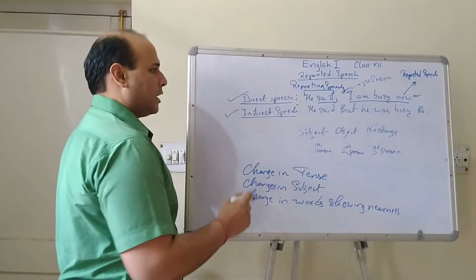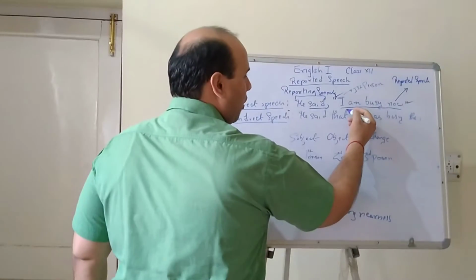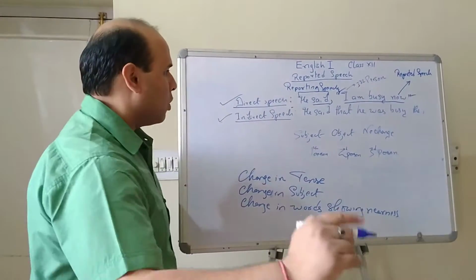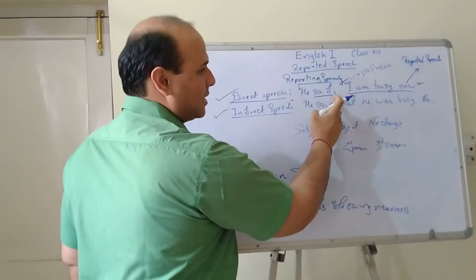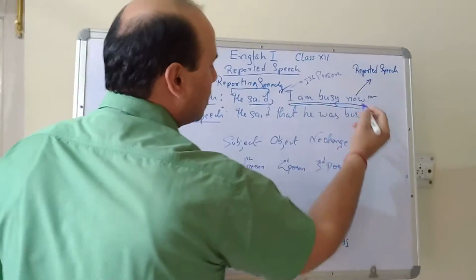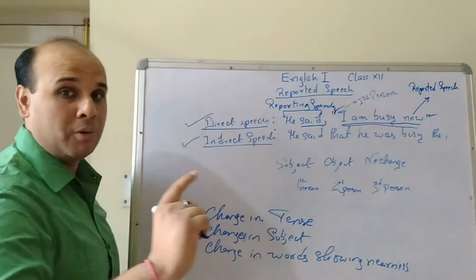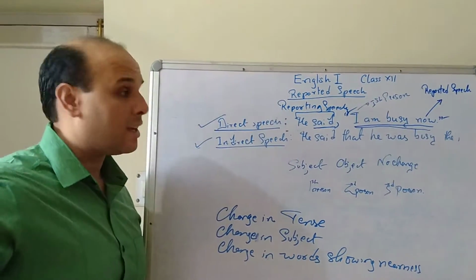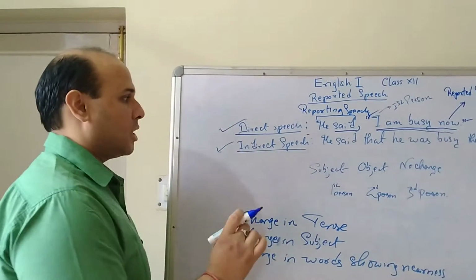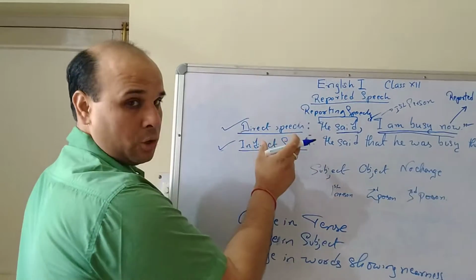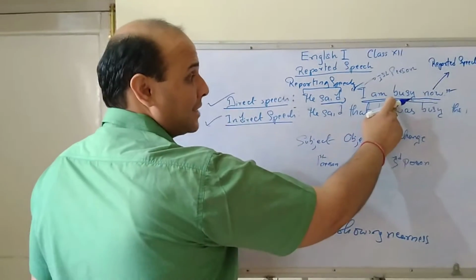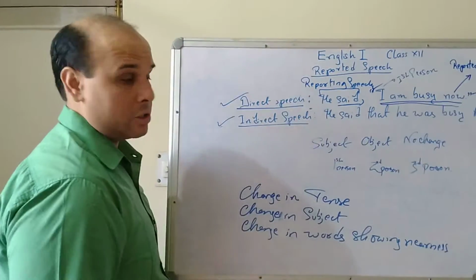Now, the difference is in direct speech, we employ the exact words spoken by the spokesperson. Suppose somebody says, he said, I am busy now. That means these are the exact words which have been employed by the person who spoke these words in reality. So, this type of approach is known as direct speech. Alright, point to be noted once again that we are placing the exact words spoken by the core person.